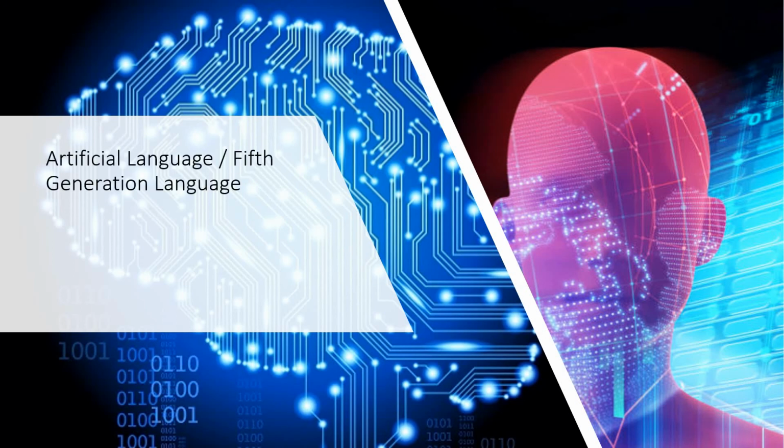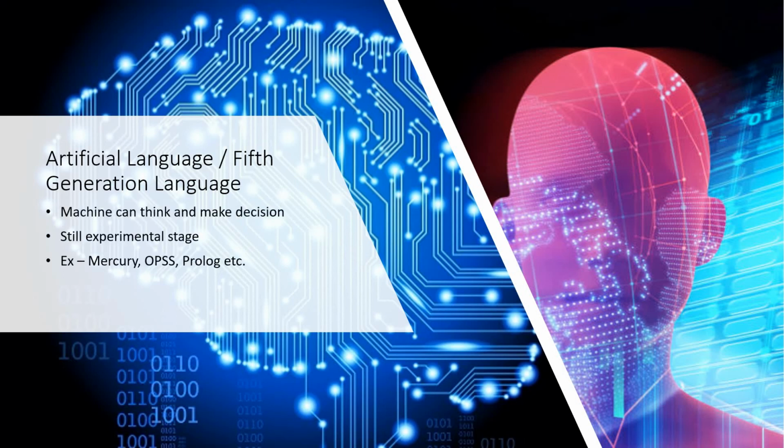So what comes fifth? That is a very popular one. That is artificial languages, or fifth generation. What is it? In this language, the machine can think by itself. It can take decisions. It can do whatever we need it to do. But it's still in experimental stage. Examples: Mercury, OPS5, Prolog, etc.